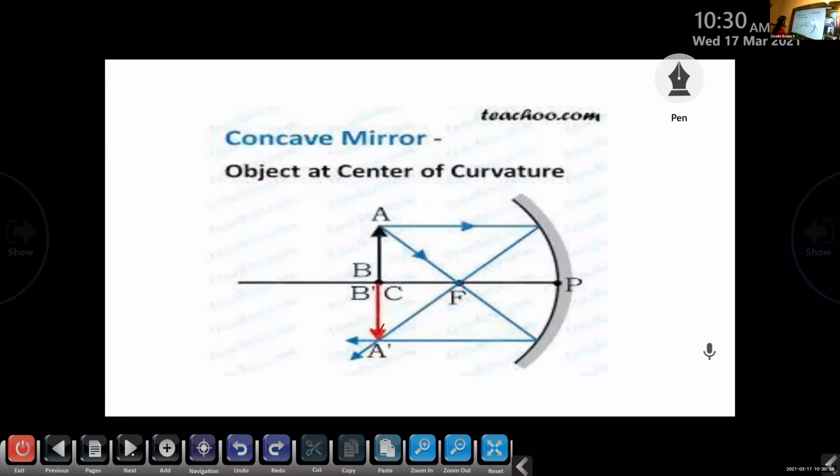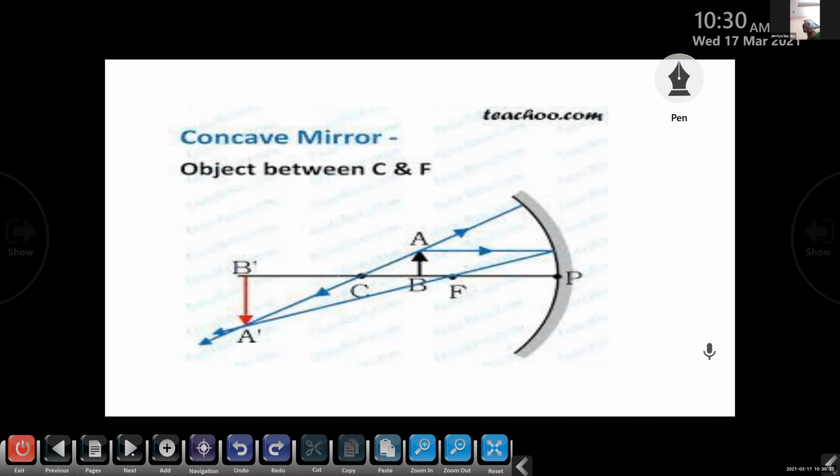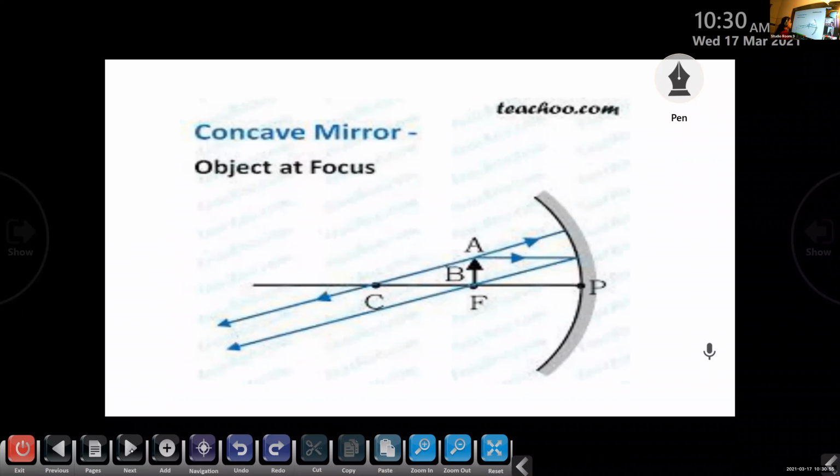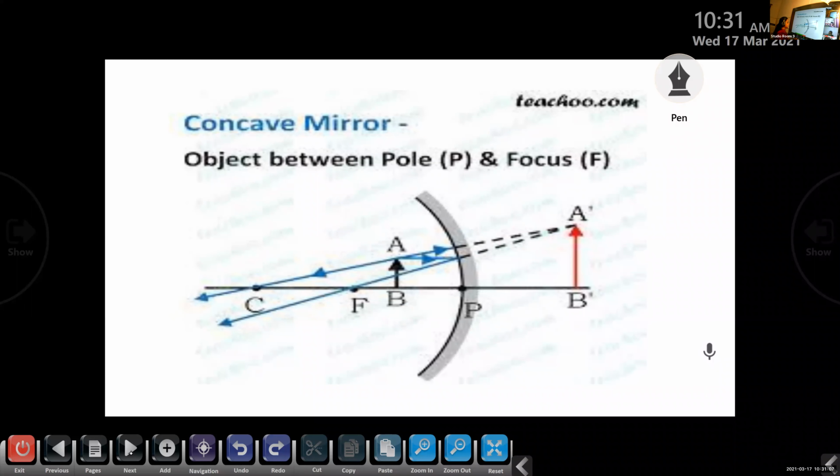What about the next case? If the object is between C and F, where do we get the image? The image is formed beyond C, and it is also real and inverted, and it is enlarged compared to the size of the object. The next case, if the object is at F, we get the image at infinity. It is highly enlarged because the object is placed at focus. In this case also, the image is real and inverted. And in the last case, if the object is placed between F and P, the image is obtained behind the mirror. It is enlarged and it is virtual in nature. Clear?